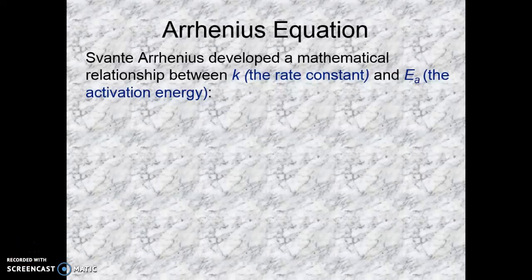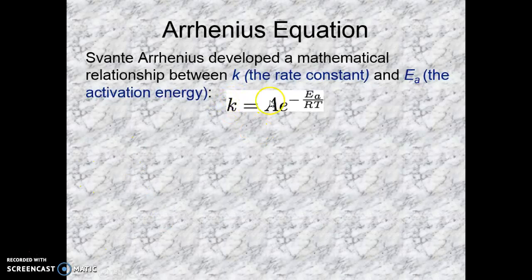So continuing the conversation about the collision theory and activation energy, we get to one final equation, which is referred to as the Arrhenius equation, obviously developed by a gentleman named Arrhenius. He came up with a mathematical relationship between the rate constant and the activation energy. And here's the equation that he came up with.